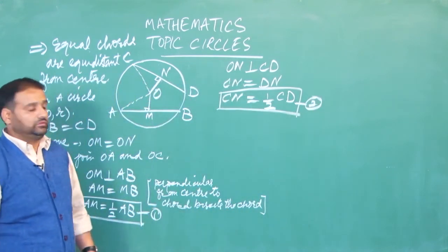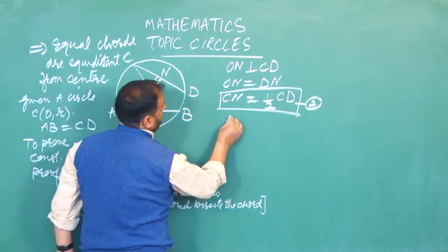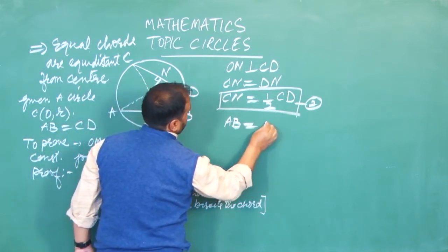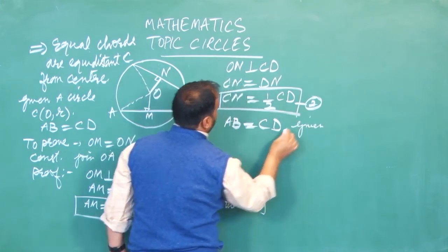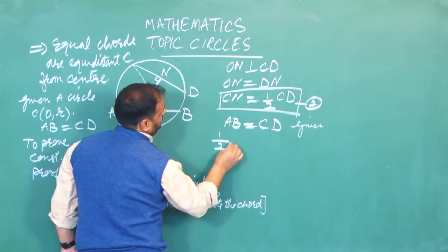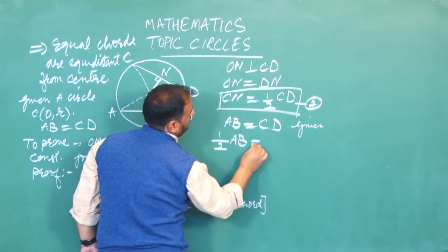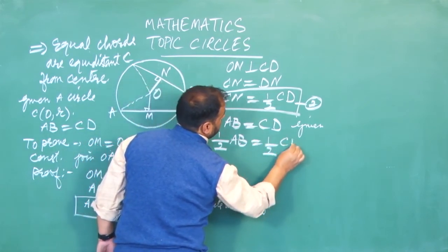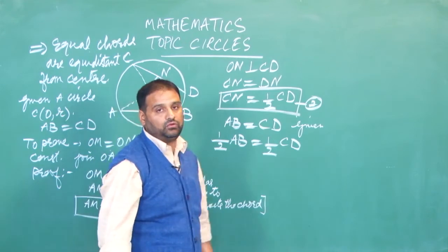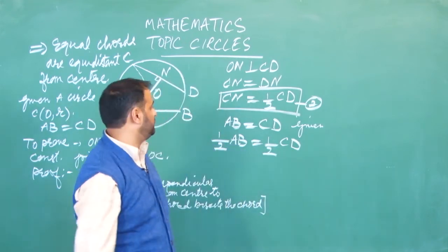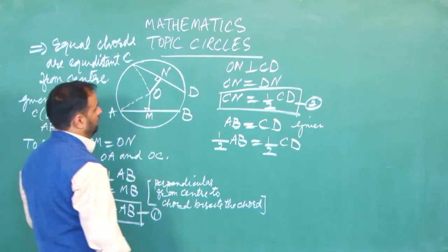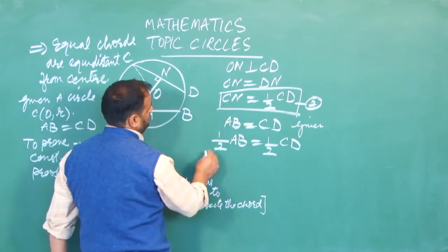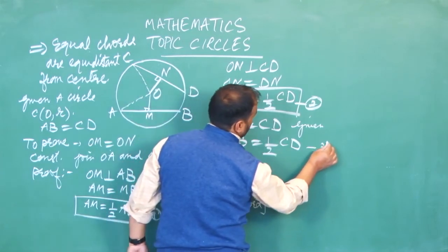Because we are given that the chords are equal, that means AB is equal to CD, this is given, then half of both the equal quantities are equal, so half of AB is equal to half of CD. When wholes are equal, then halves are also equal. You can put this as equation number 3.